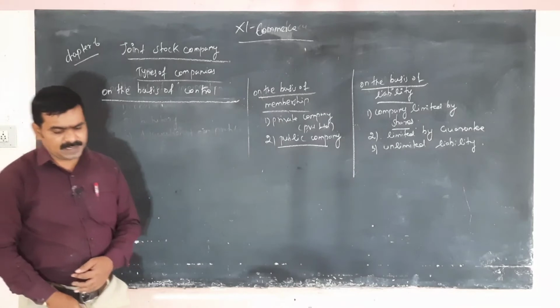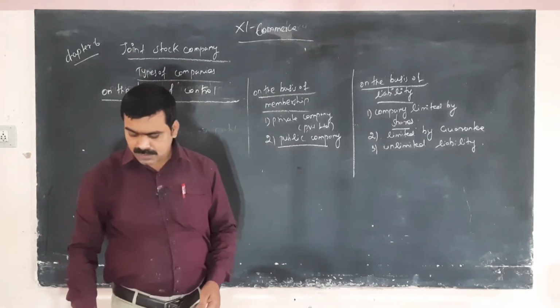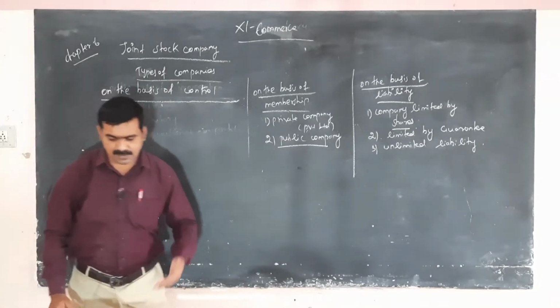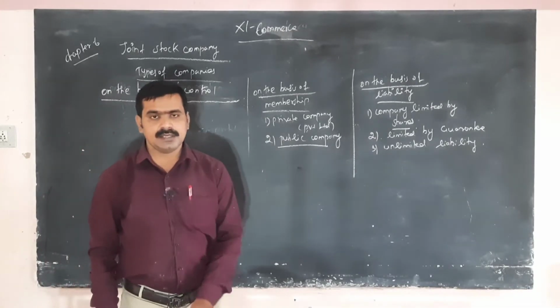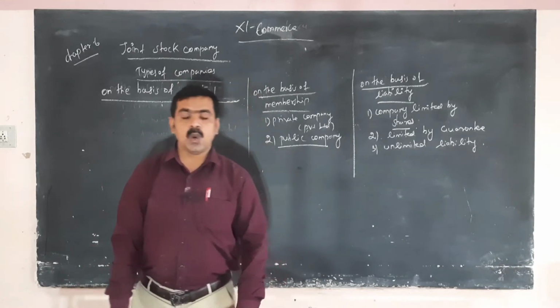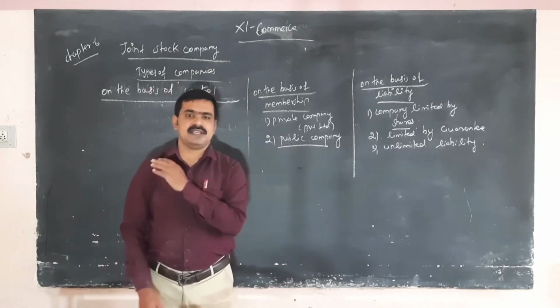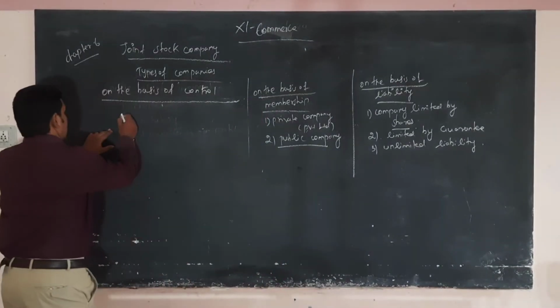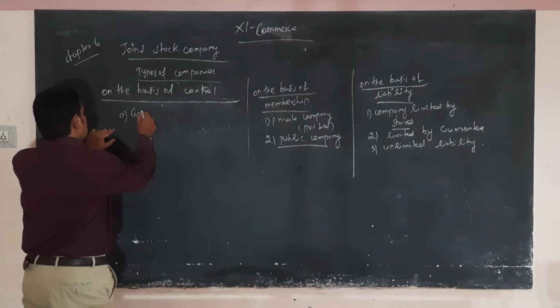On the basis of control, the classification is: government companies, holding companies, then subsidiary companies. These are the classifications on the basis of control. Okay, first one, government companies.